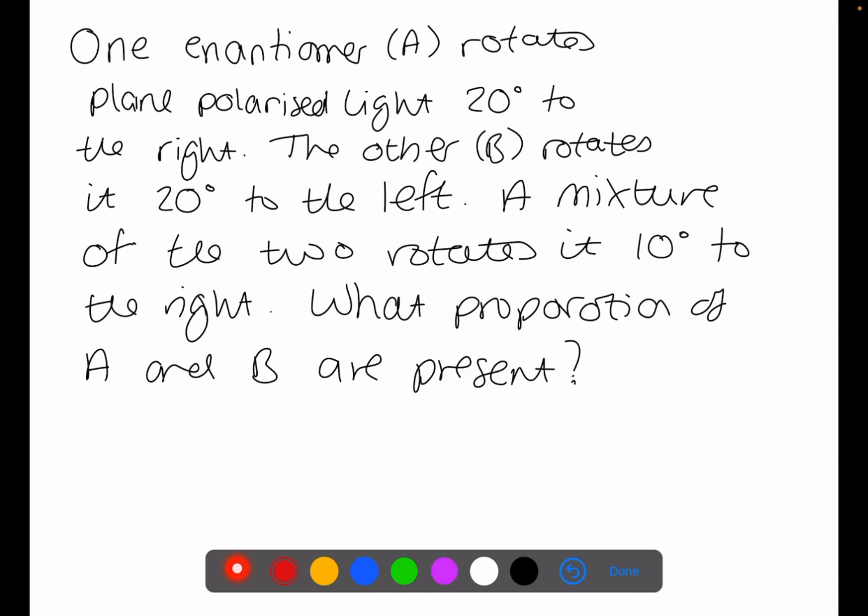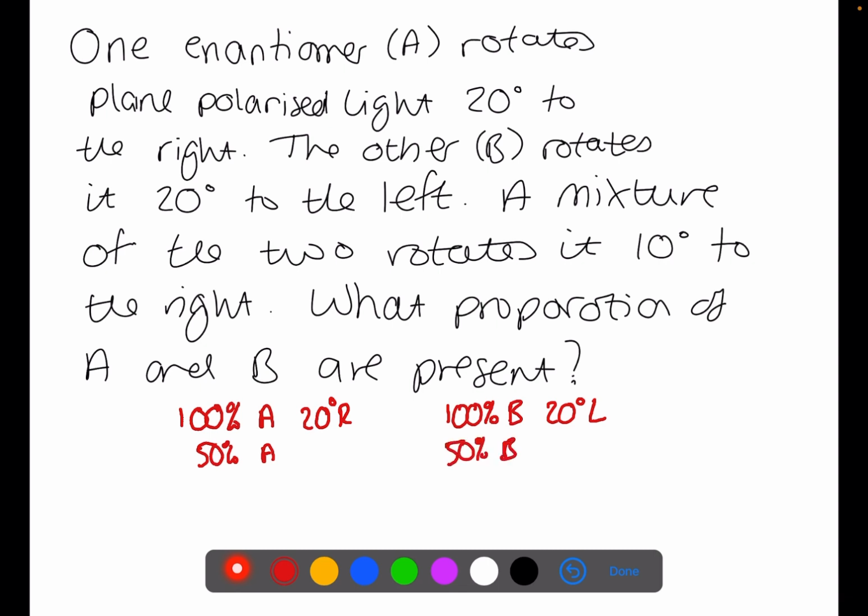So here we have a problem solving question. If you have 100% of A, then you'll get a rotation of 20 degrees to the right. If you have 100% of B, you'll get a rotation of 20 degrees to the left. If you were to have 50% of A and you were to have 50% of B, then overall your rotation would be 0 because they would cancel each other out. Here we have a rotation which is going 10 degrees to the right, which means that we must have a mixture of the 2, but that we've got more A than we do B.